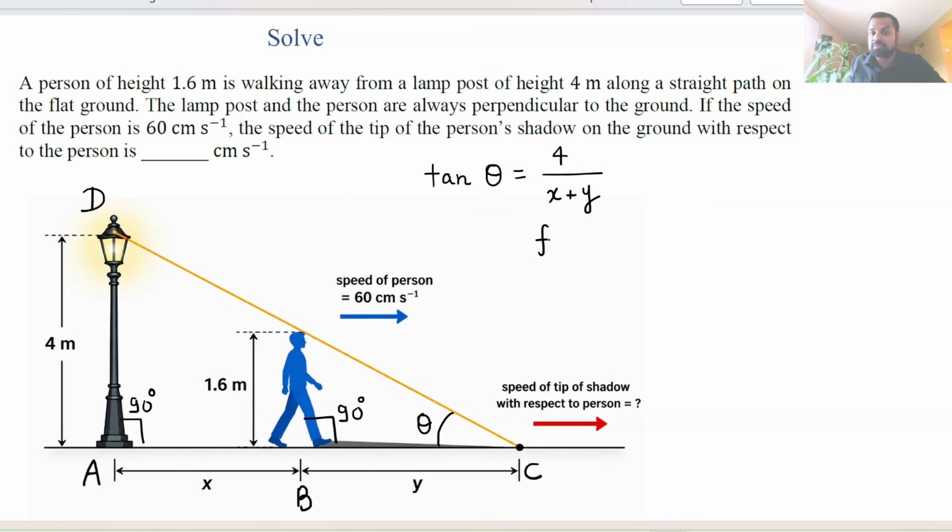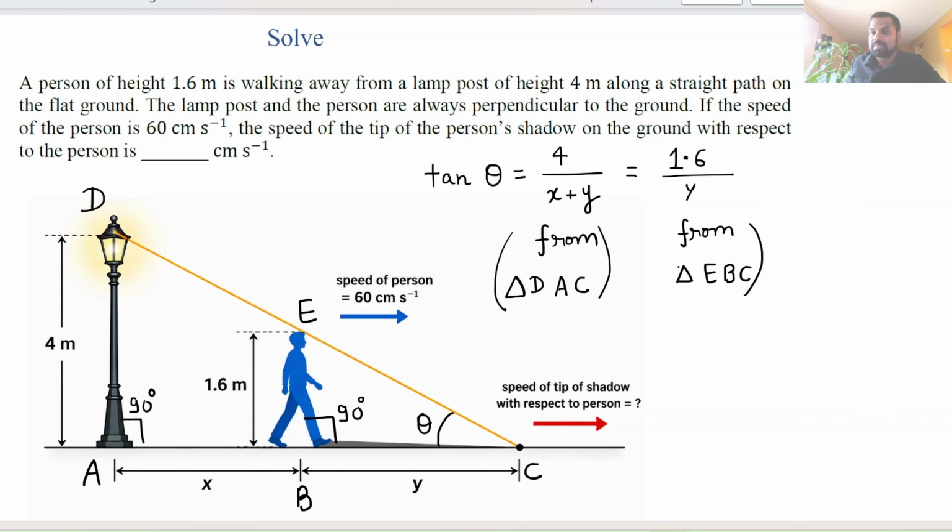So I will write here, from triangle DAC. Now we can take this smaller triangle, and we can write the height of the person 1.6 divided by y, and this is from, let's call it E, triangle EBC, okay, and this equation will help us solve.